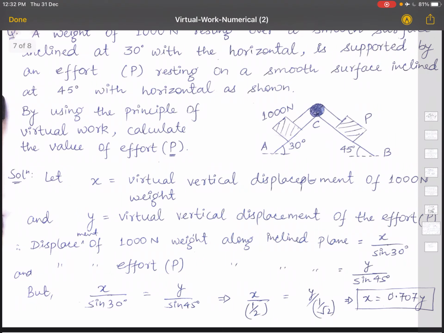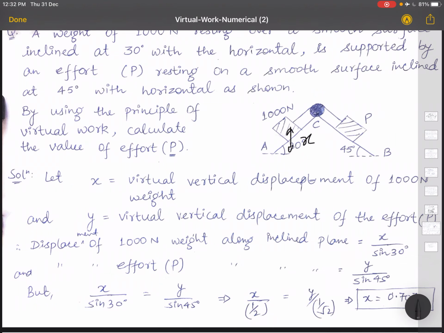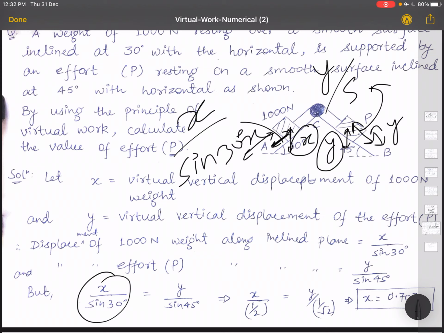So what we have to do is provide a small displacement. Here it is x, here it is y. You can provide it here also, it is up to you. We are providing a virtual vertical displacement, x and y. Along the inclined plane we have to take the component. So it will be x upon sine 30 degree here, and similarly here it will be y upon sine 45 degree, simple trigonometry. Clear?